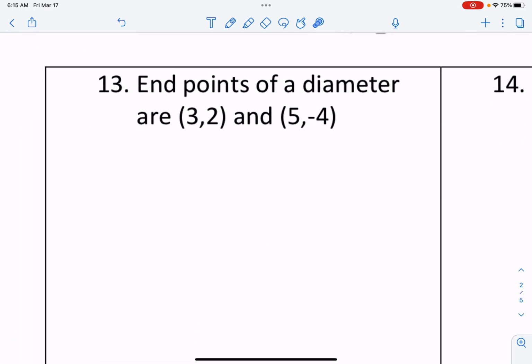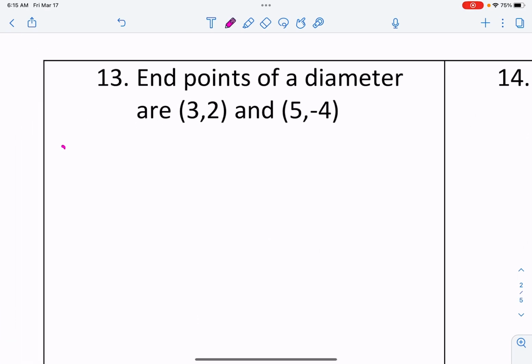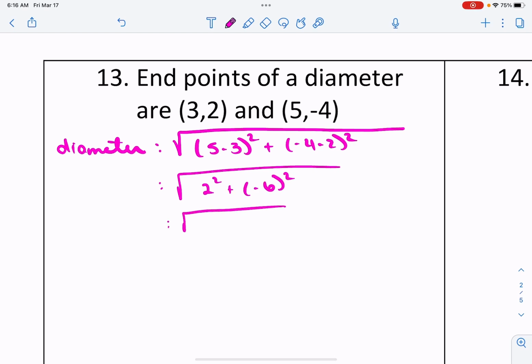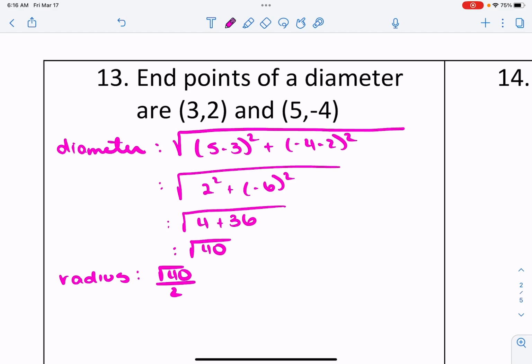So what we first need to do is find the diameter. And with the diameter, we need to find the distance between the points. So we're going to do (5 minus 3) squared plus (-4 minus 2) squared. So we end up with 5 minus 3, which is 2 squared, plus -6 squared. So we end up with 4 plus 36, which is the square root of 40, which tells us that our radius is half of that. So I'm going to just leave it as square root of 40 over 2 right now.